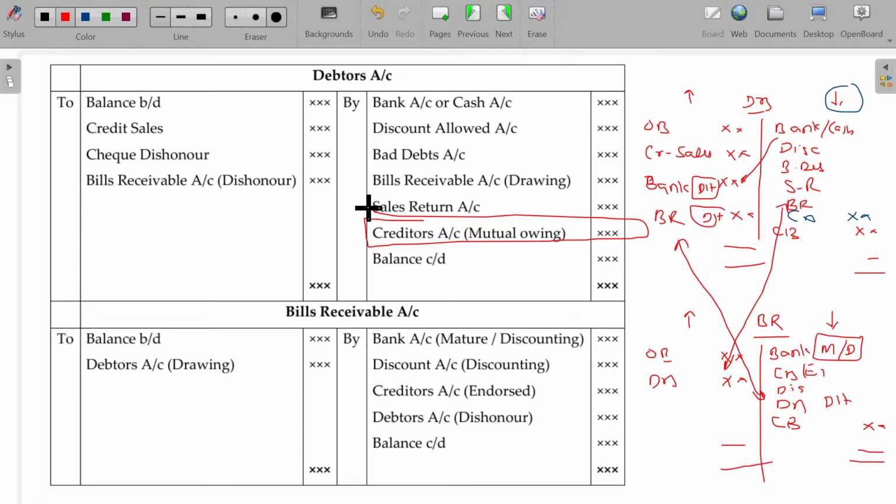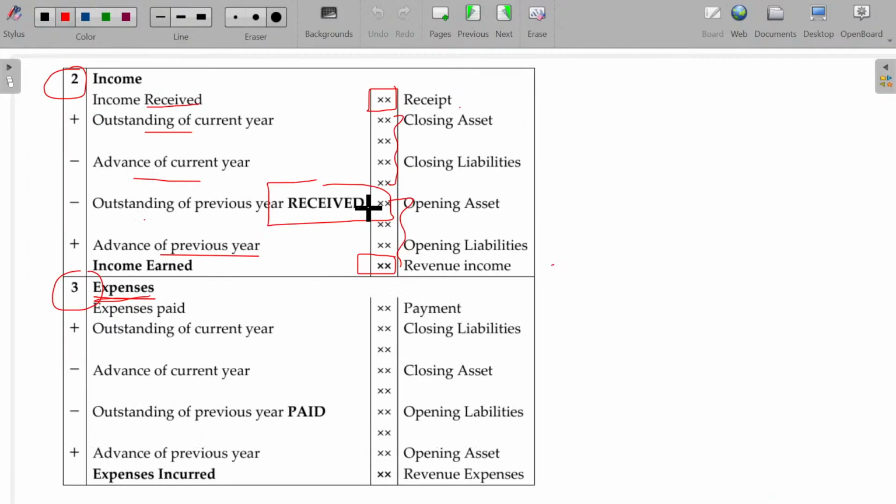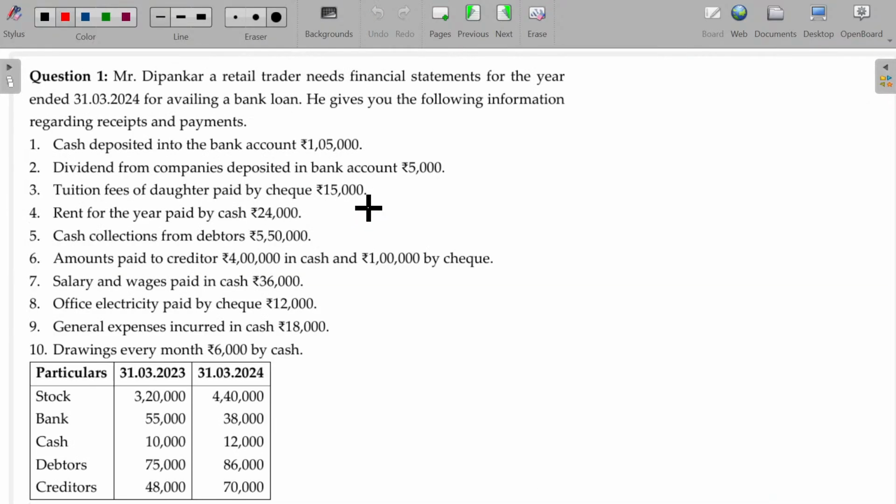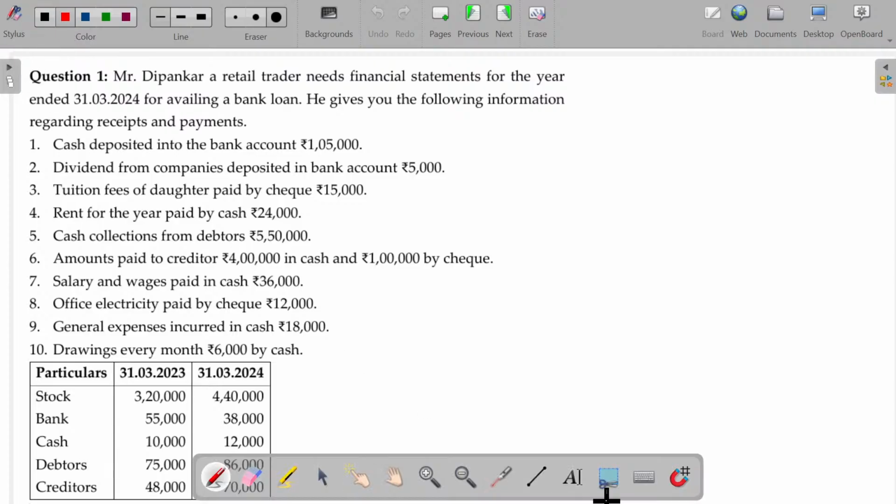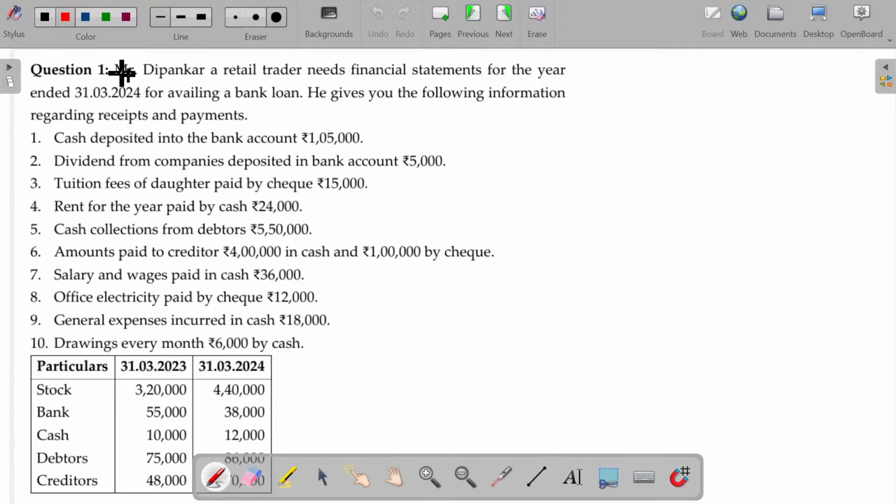We'll start solving the illustrations one after one. Come on, join with me. It's pretty simple. Start with the first illustration. So you have to prepare receipts and payment for the first illustration. Mr. Dibhankar, a retail trader, needs financial statement for the year ended for availing a bank loan. He gives you the following information regarding receipts and payment.